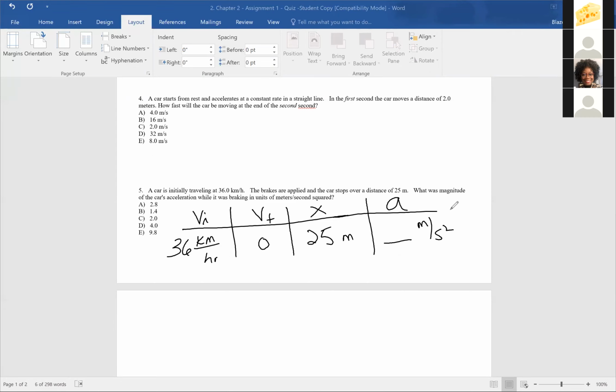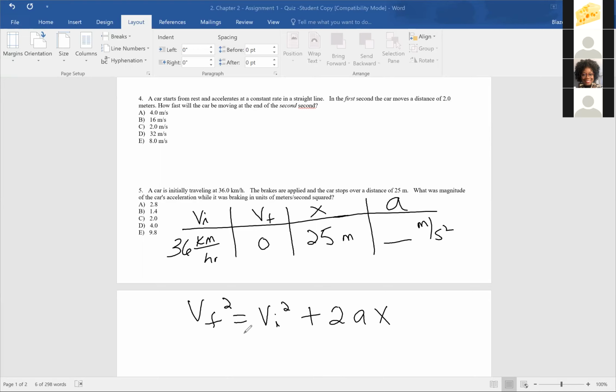Because I could not put, again, this in Blackboard. So now the first thing you have to do is say, which equation am I going to use? And clearly, because time is not given, I choose the equation that says V final squared is V initial squared plus 2AX. V final squared is 0.